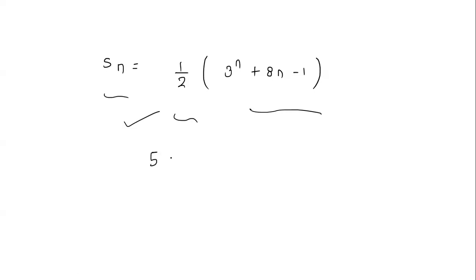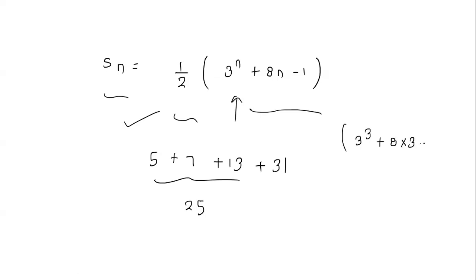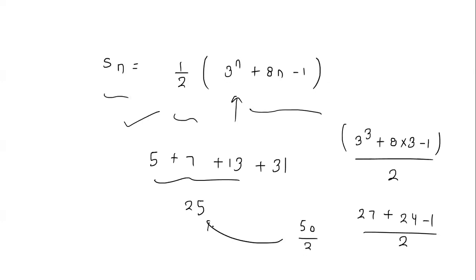So let's check. We have 5 plus 7 plus 13 plus 31. Let's say we want the summation of three terms, so it will be 25. Here we can put n equal to 3 and check whether 25 comes or not. 3 power 3 is 27, plus 8 times 3 is 24, minus 1, which is 50 in total, divided by 2, which is 25. So this is the correct answer. It gives us the correct sum of n terms. So in this way we can solve this.